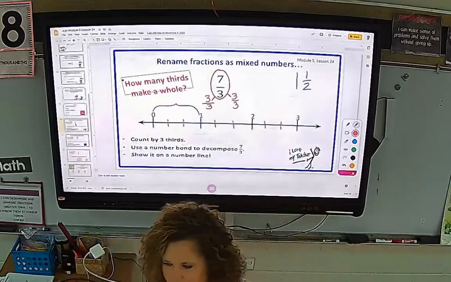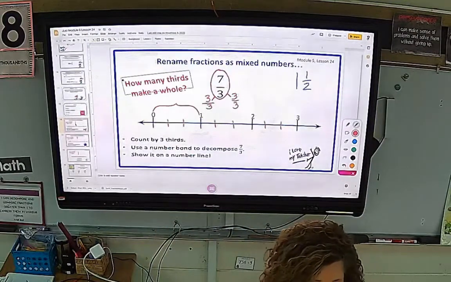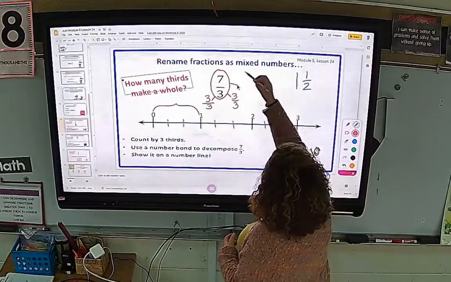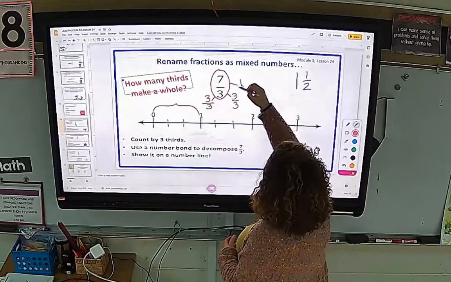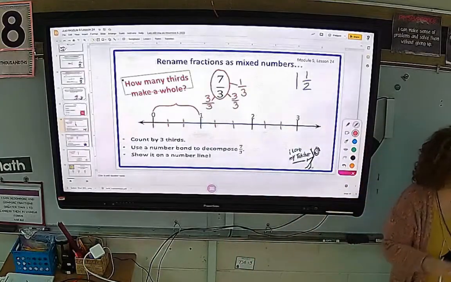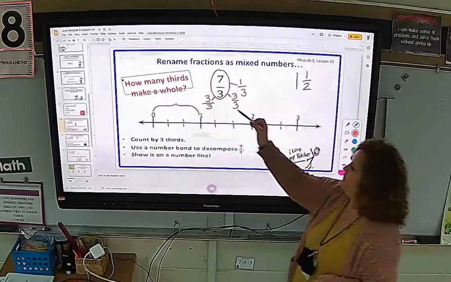Okay. What's 7 take away 3? 4. What's 4 take away 3? 1. Okay. So this thing might start looking like an octopus up here sometimes, depending on how big the numbers are. All right? Sometimes you can take out more than one set of a whole.